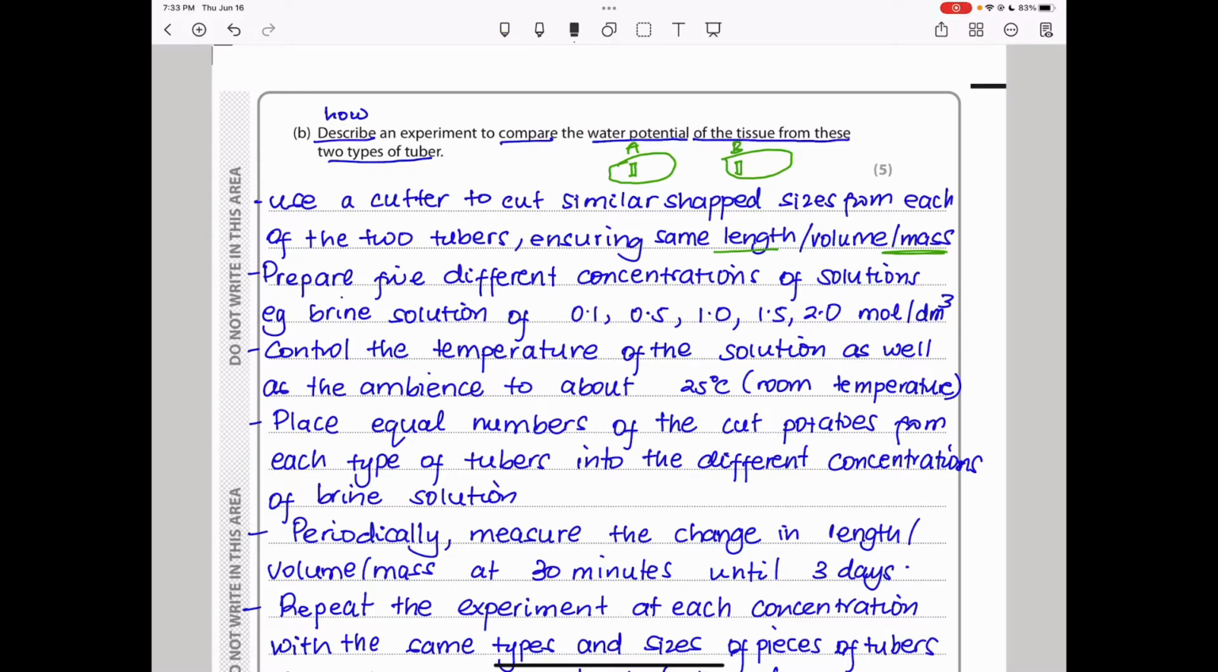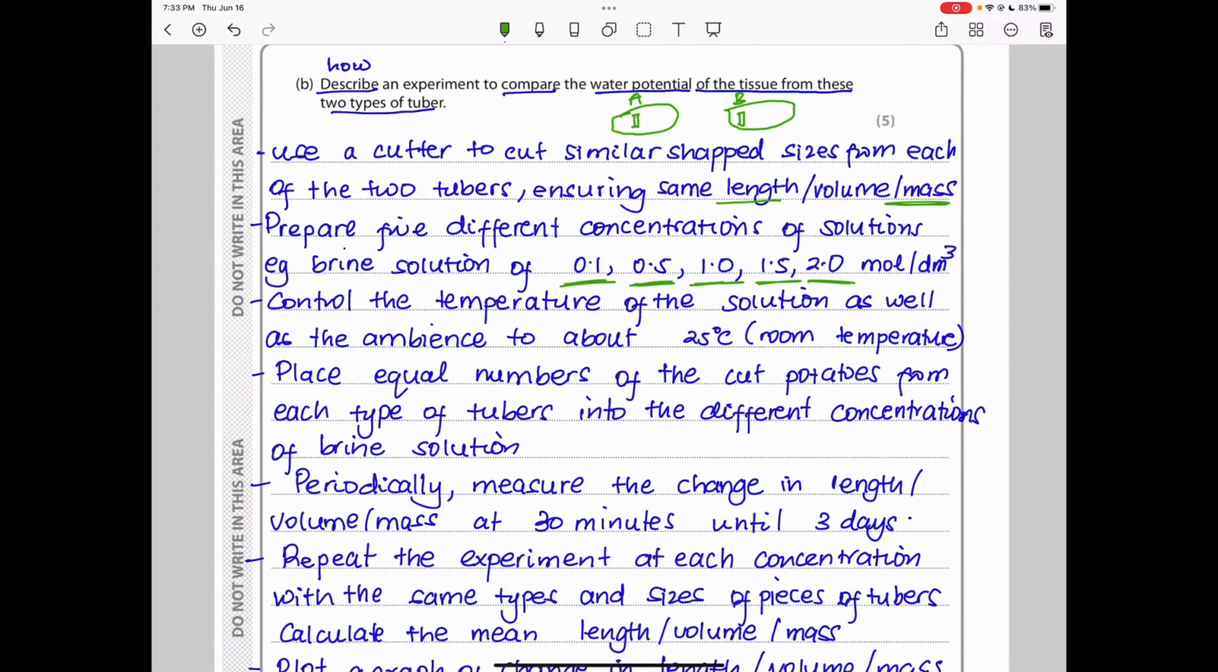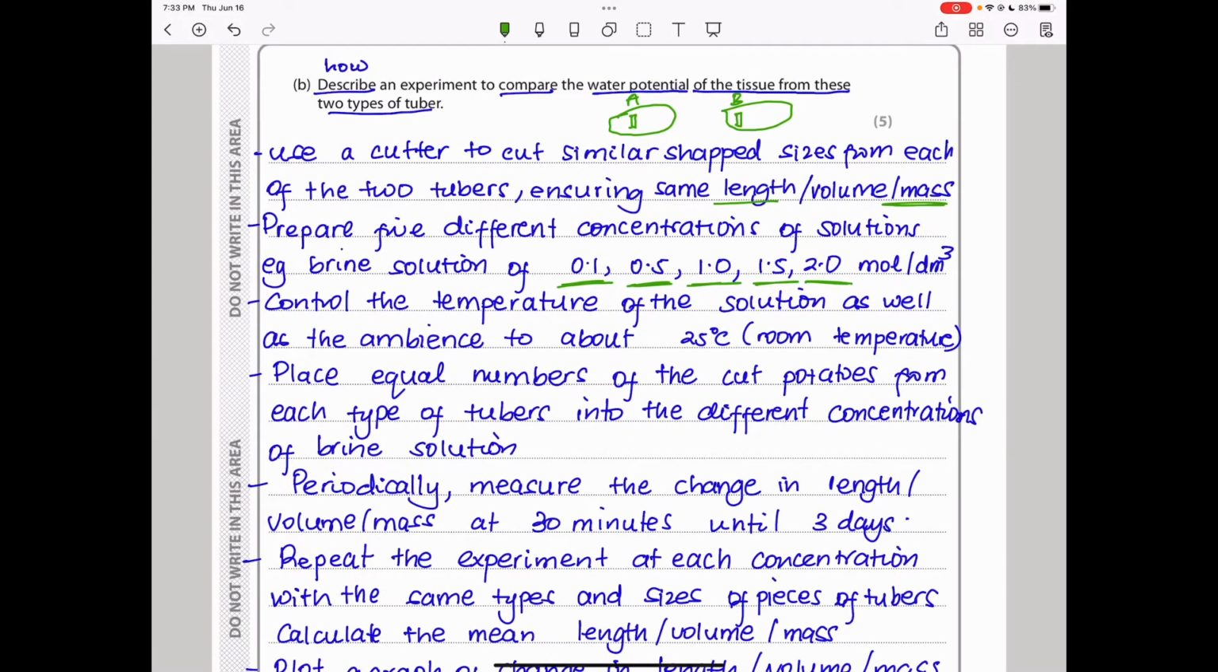And then to compare that osmotic potential, what we have to do is we have to get a salt solution or brine solution whose concentration is accurately known. In this case, it's usually important to use 5 or more different concentrations. So I chose 0.05, 0.1, 0.5, 1.0, 1.5, and 2.0. It depends on what you want. So you'll set up an experiment with 5 or more different concentrations, and then you have to make sure the temperature is controlled. So the temperature of the solution as well as the ambient temperature has to be controlled.